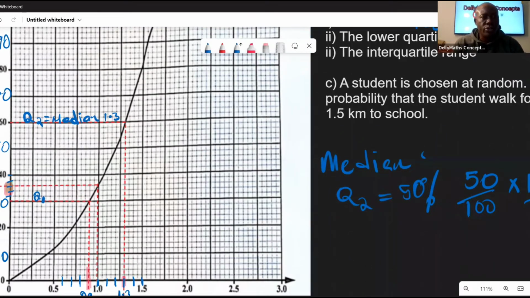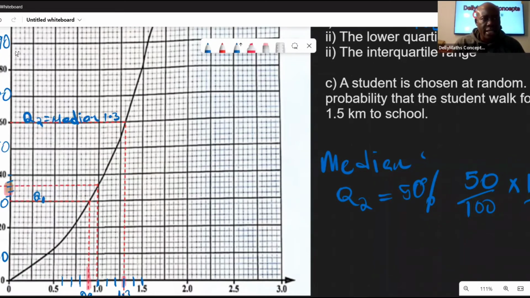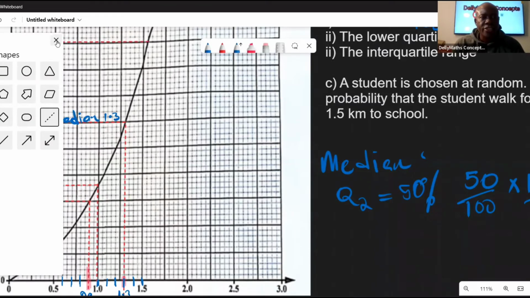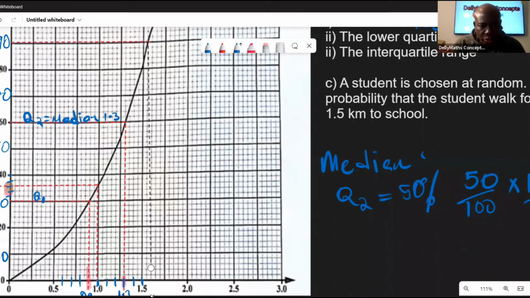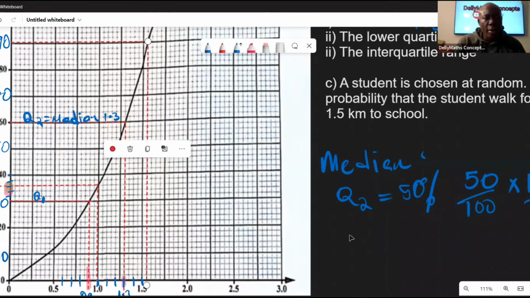So what I want to do is take my ruler and draw a line at 90, which is right here. The moment it touches the curve, that's where I'm going to stop. Then I want to take this line down and interpret the x-axis as well, right there. So we are right there. I'm going to put Q3 up here.